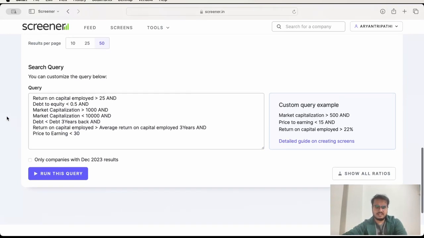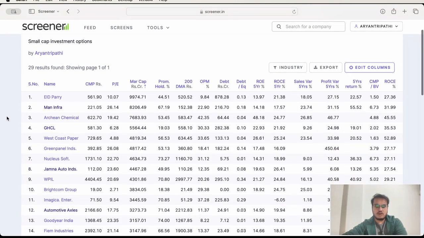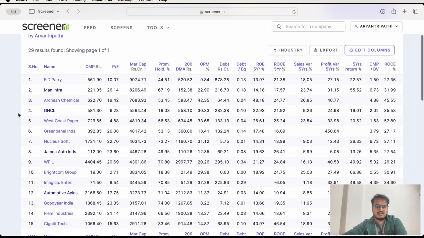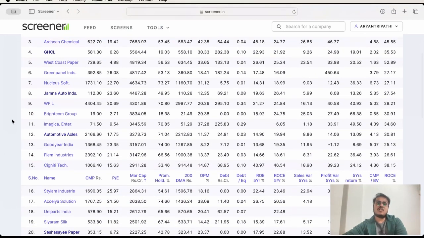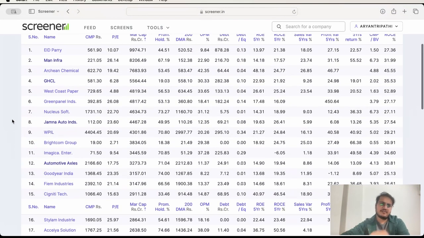So this is what it is. I got a few stocks, out of which, I'll tell you, Man Infra I invested in a few days back, I think a month back or so. Archean Chemical I invested in almost a year back. And Greenpanel I am very bullish on. I was very bullish on it, but I missed investing. But these are good stocks which I like. I'll not tell you whether you should invest or not, but these are the ones I like.